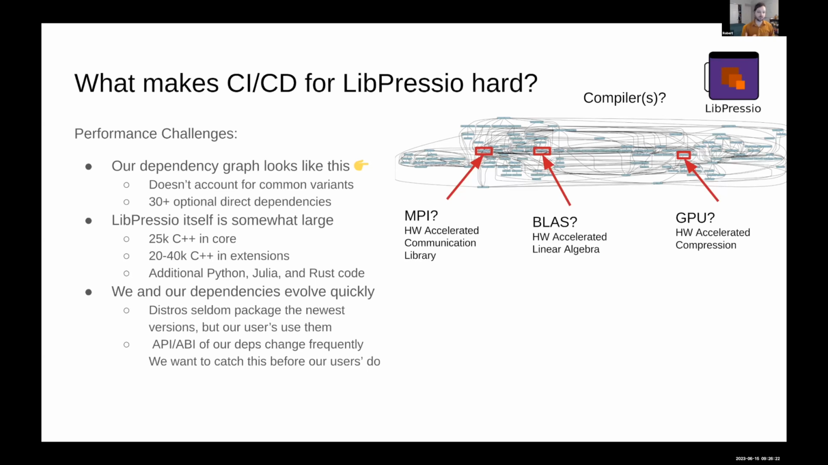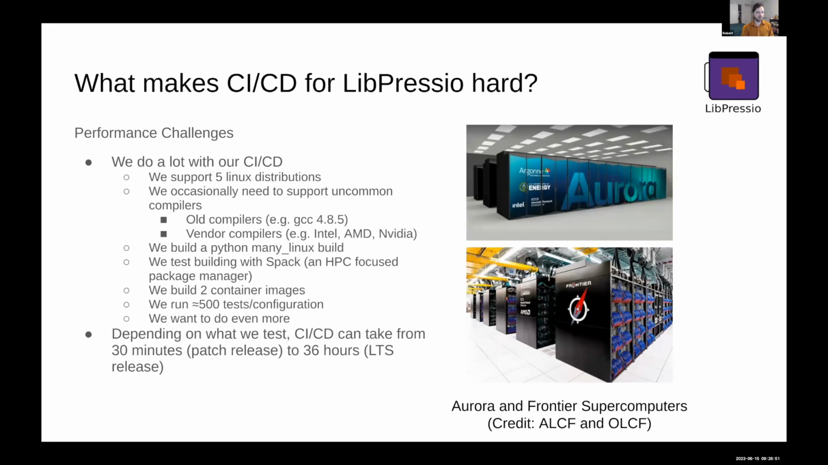And both we and our dependencies evolve quickly. Distros seldom package the newest versions of packages that we or our users use. And unfortunately, because a lot of the code that we're working with is research code, the ABI and the API of our dependencies change frequently. And we want to catch the breakages that users might experience before they do. So we need to be able to run CI/CD quickly and catch things when caching may or may not be appropriate. Additionally, we do a fair bit of stuff with our CI/CD.